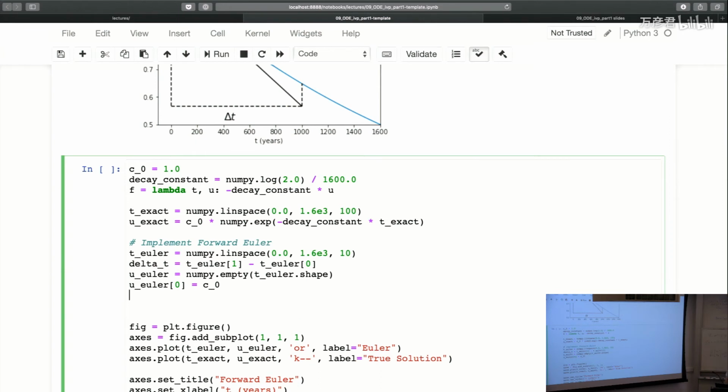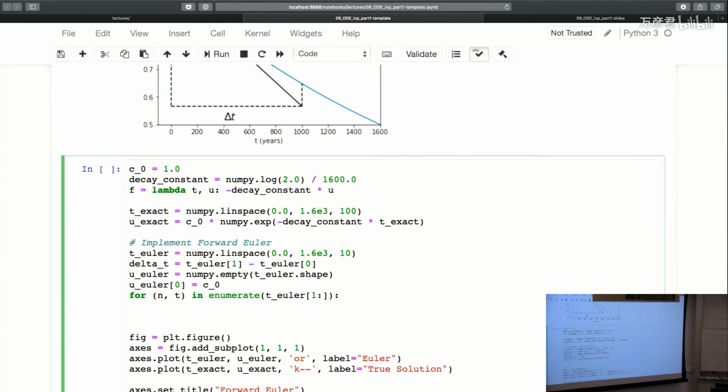And from here, I'm going to do T. I don't like Tn. N enumerates T Euler. And because, again, we've actually already done the first one, we're going to do that. Oh, that's interesting. I feel like that should be the right thing. I think there's a mistake in the notes.